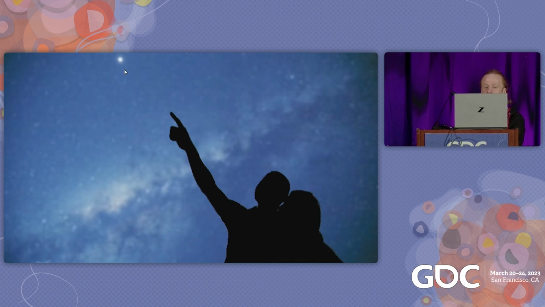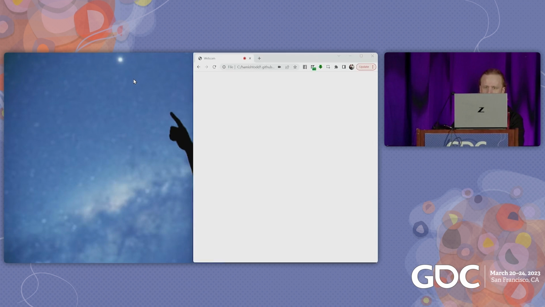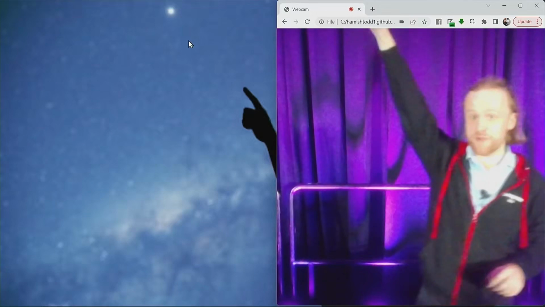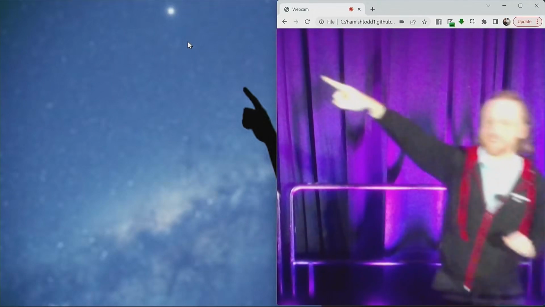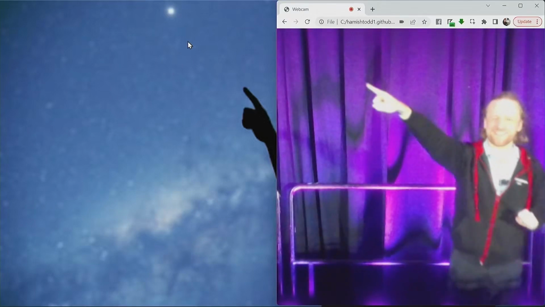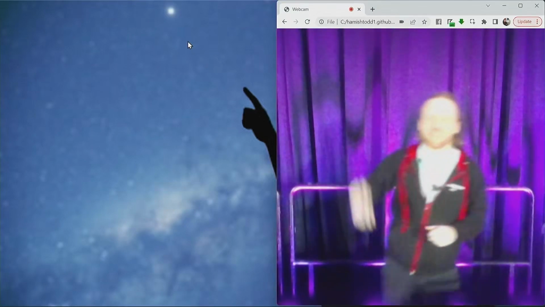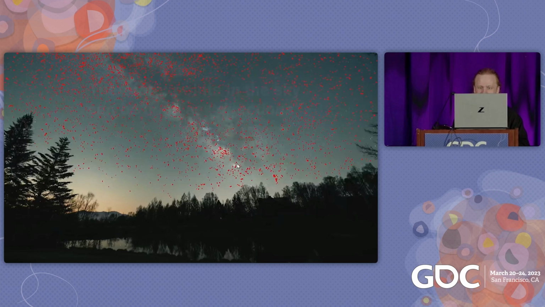Stars are points at infinity, which means that you can point at them. Sorry. This is an experiment you can do at home. Point at a star, move yourself around, all right? Move yourself around as much as you like, so long as you're pointing in the same direction. And you will find that you are still pointing at the same star, all right?